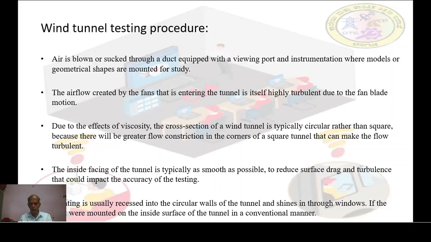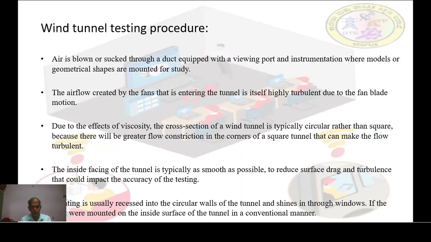Even smooth walls include some drag into the airflow, and so the object being tested is usually kept near the center of the tunnel with an empty buffer zone between the object and tunnel walls. There are correction factors to relate wind tunnel test results to open air results.